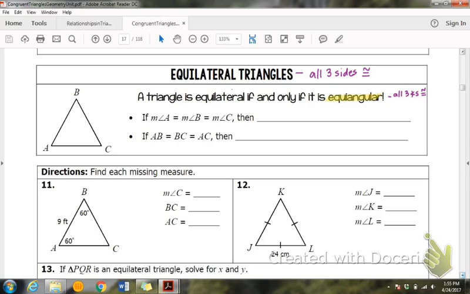If all three angles in a triangle are congruent, how much is each angle? 60. How did you find out that they were 60? 180 divided by 3, right? Because if they're all the same and we get 180 together, then it's 60, 60, 60. So you might want to make yourself a note that it's 60 degrees, 60, 60, and 60, if it's equiangular.